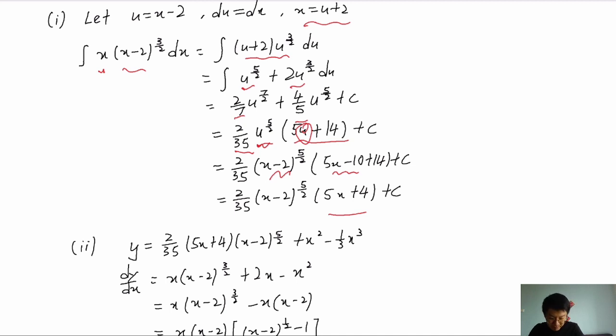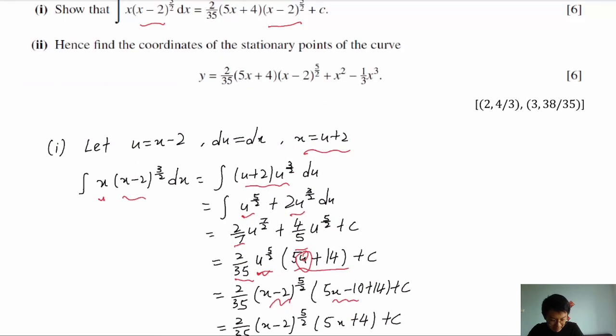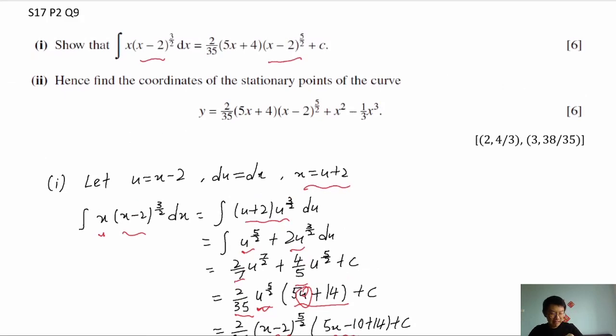Okay, so that's for the first part. As for the second part, hence find the coordinates of the stationary points of this curve. We can see that this curve is very similar to what we did before. Before this, we know that by integrating x times (x minus 2) to the power of 3 over 2, we get this result. So in our second part here, we have a similar result. In this case, we are going to find the stationary points, so it means we are going to differentiate.